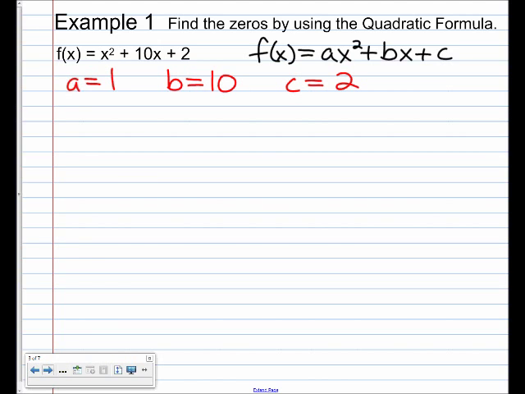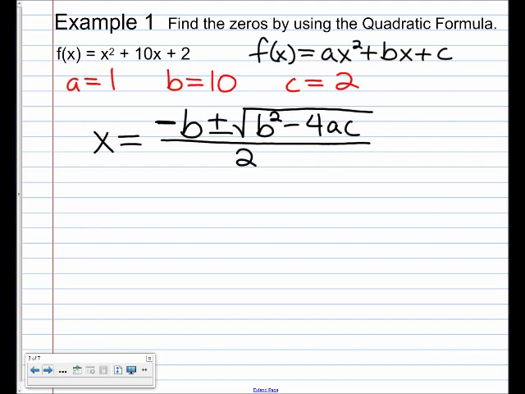And so we're going to just write down the quadratic formula. X is equal to the opposite of b, plus or minus the square root of b squared minus 4ac, all over 2a. You just start to memorize it. So there's the formula. Everywhere where it says a, it's going to become a 1. Everywhere it says b, it's going to become a 10. And so on and so forth. C is 2. So that's how we're going to solve this.